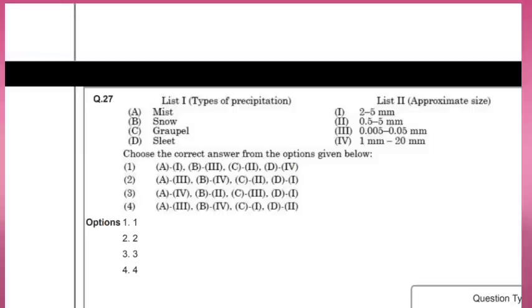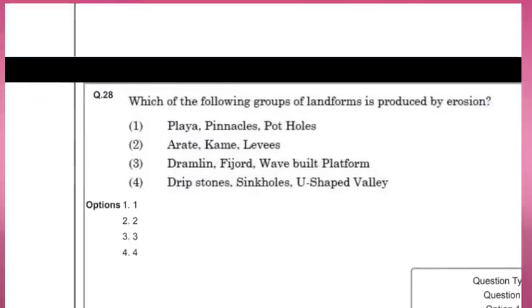Next question: which of the following groups of landforms is produced by erosion? Landforms produced by erosion include playa, pinnacles, and potholes. The right answer is 1.